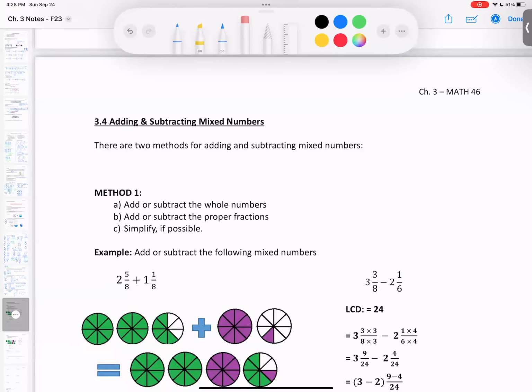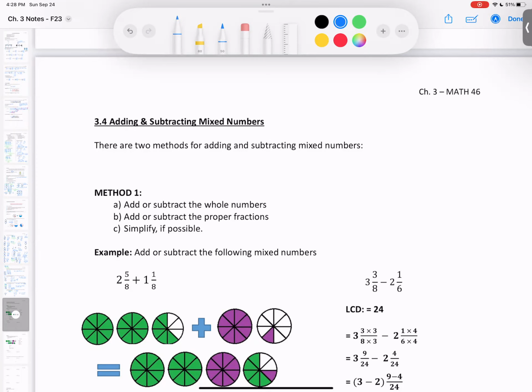All right, welcome to section 3.4. So far in this chapter, we've spent a lot of time talking about adding and subtracting fractions. So we've talked about adding and subtracting like fractions, and then we talked about changing the denominator so that we could add and subtract unlike fractions. Well, what if we have mixed numbers?